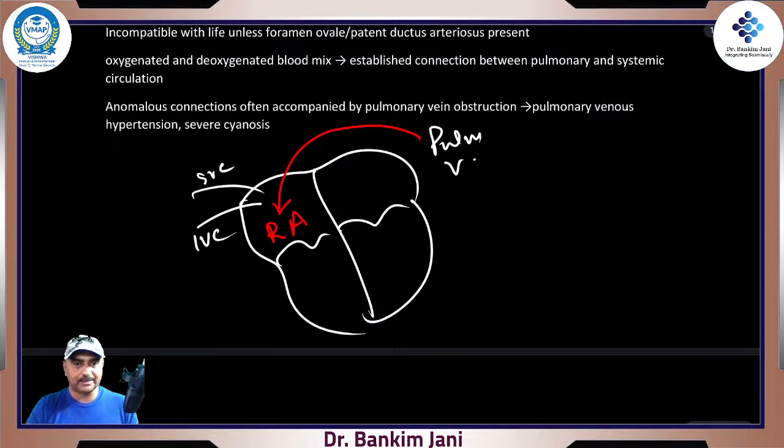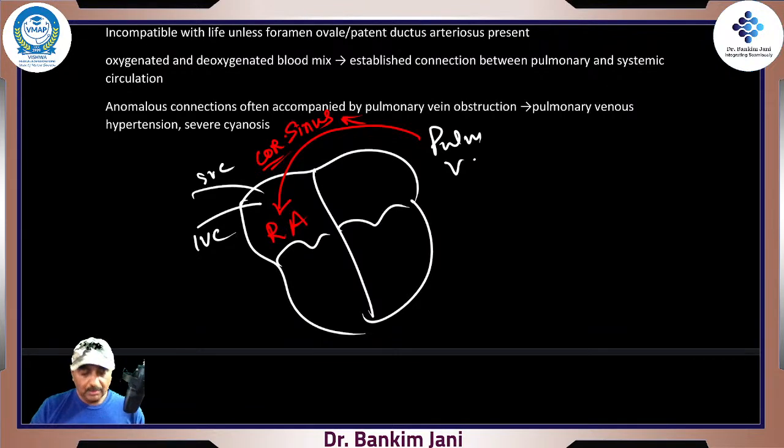Now this is the worst. Or it will open into the coronary sinus. You remember the coronary sinus? The coronary sinus is where all those veins meet, and then that coronary sinus opens into the right atrium, correct? So all those coronary veins meet at the coronary sinus, and that coronary sinus opens into the right atrium. So pulmonary veins either open into the coronary sinus or the right atrium.